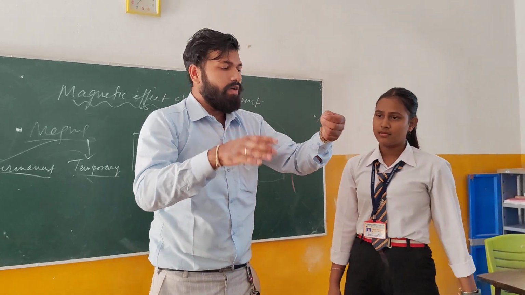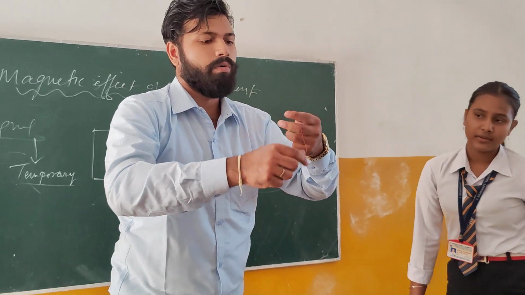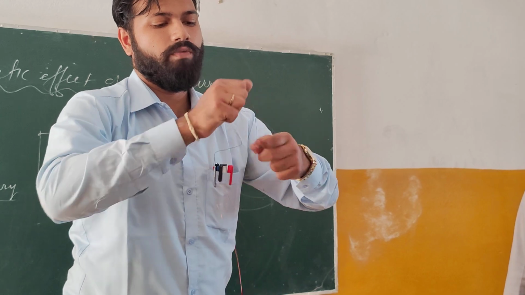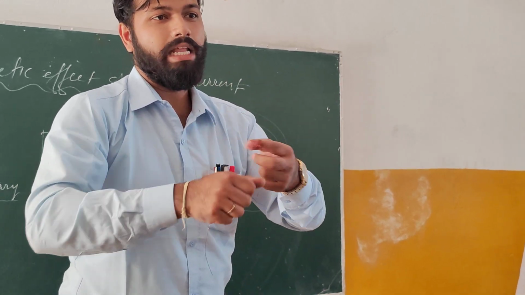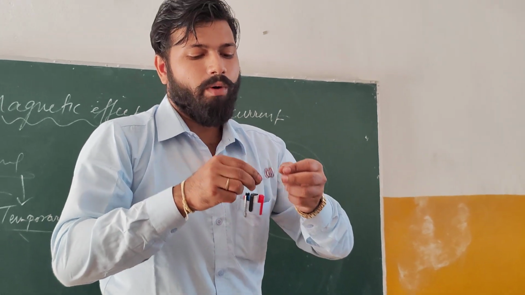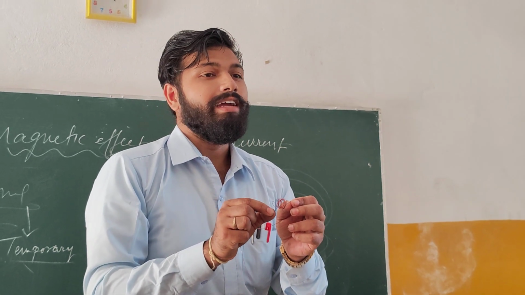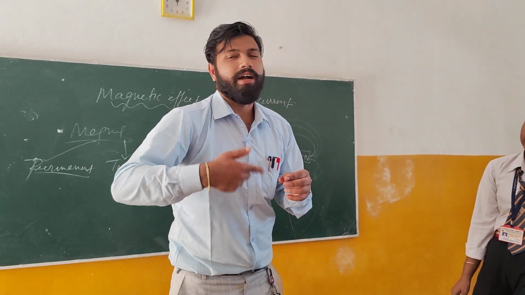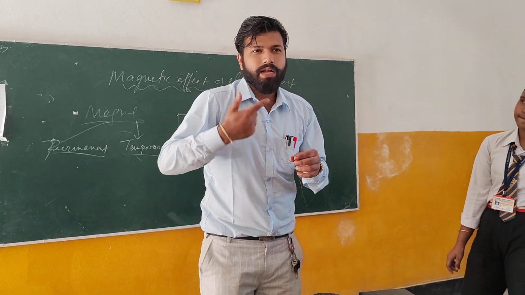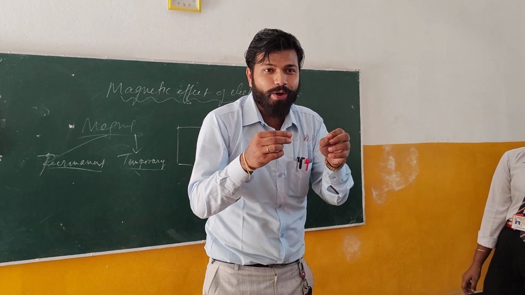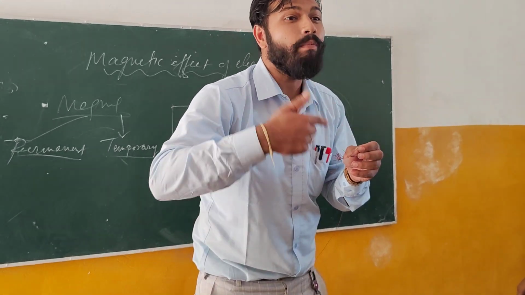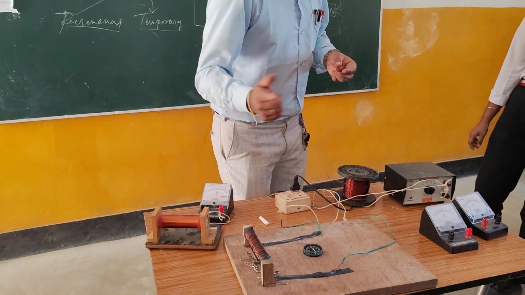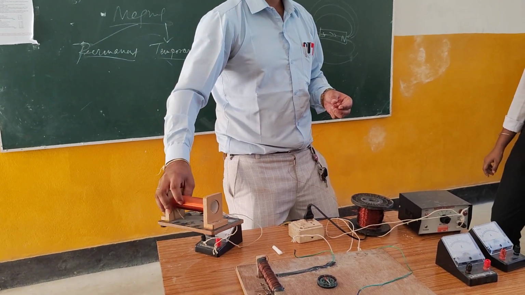But if I give many turns, one loop, two loops, three loops, four loops, 1 2 3 4 5 6, a lot of loops, multiple loops, now I took it out. What is this? It is called a solenoid. If you get many circular turns, it is called a solenoid. A solenoid is nothing but a multiple of loops. Many loops are there.